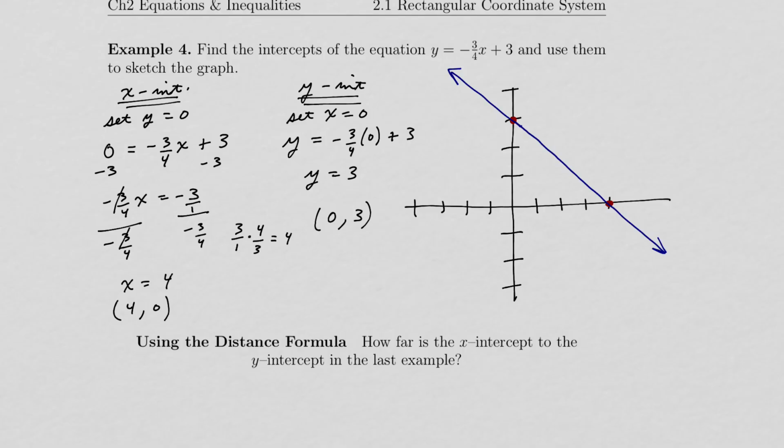Okay, but it still works if you work it out, right? Because negative 3/4 times 0 gives us 0, so y is equal to 3. So we basically solve for y there. All right, couple more things.